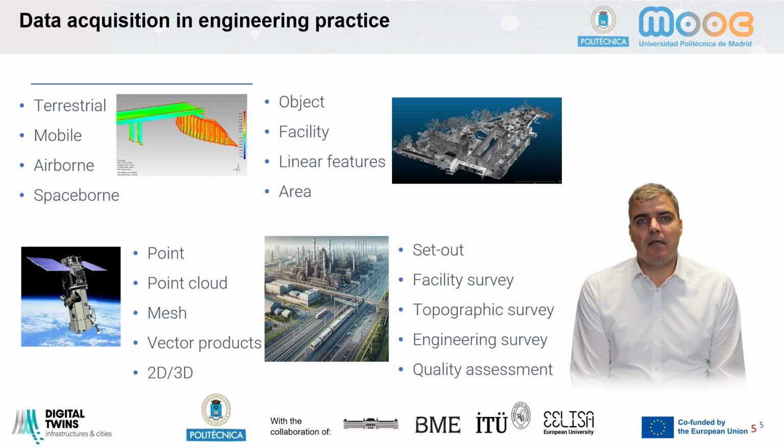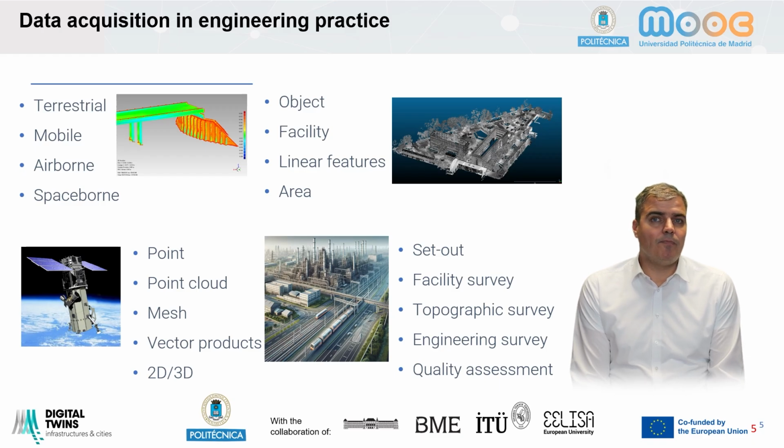We can also make a difference based on whether we are capturing the geometry of an object, like a statue or a sculpture, or a facility, like a power plant or a building, or linear features, like roads and railways, or utility networks, or a whole area, for example, for topographic mapping.